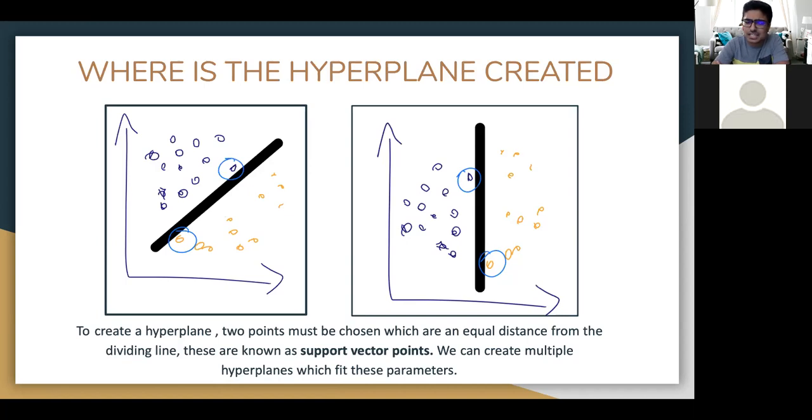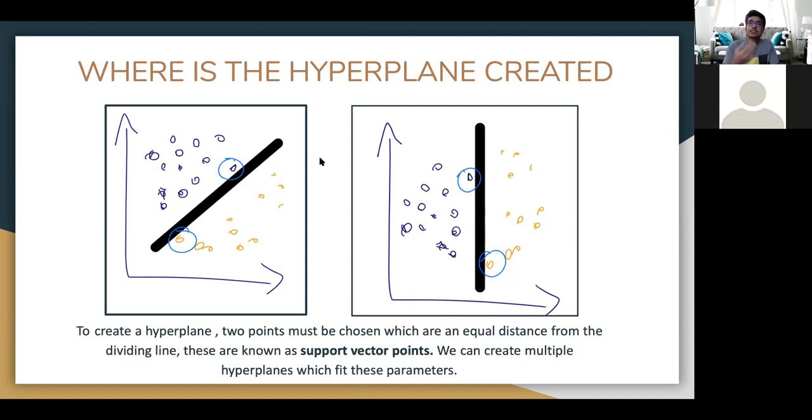And now you might be noticing, wait, why do we have a second image towards the right? This image looks perfectly fine. This hyperplane, we have 2 points which are an equal distance away from our dividing line. Well, you're right. We can use multiple hyperplanes, and we'll talk about later how we choose which hyperplane to go with. However, we can definitely create multiple hyperplanes which divide our classes up.